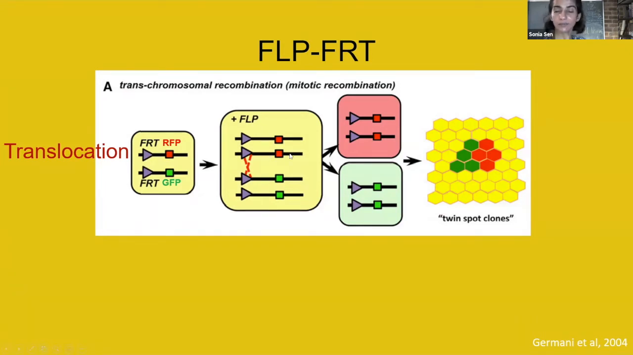Then when metaphase happens and independent assortment occurs, you would have cases where this chromatid would swap with this, resulting in a cell that had two RFPs. And this cell would inherit two GFPs, resulting in the twin spot closely abutting RFP and GFP cells instead of singed and yellow. Does that make sense? That's how you can use a translocation usage of flip FRT to generate twin spots.